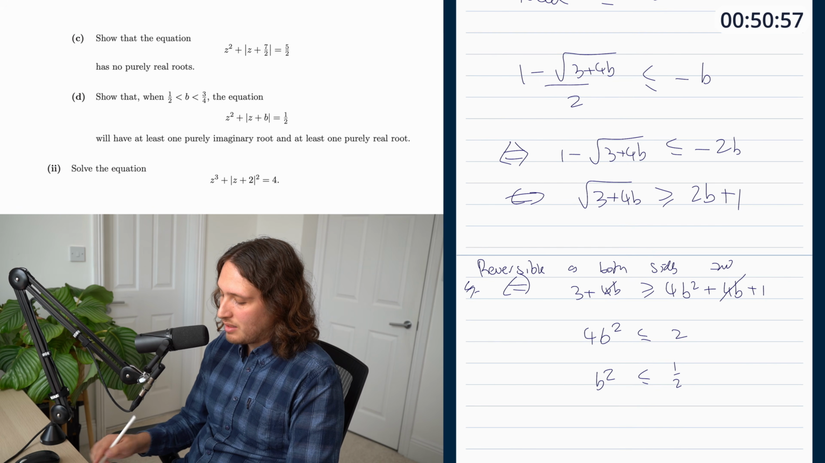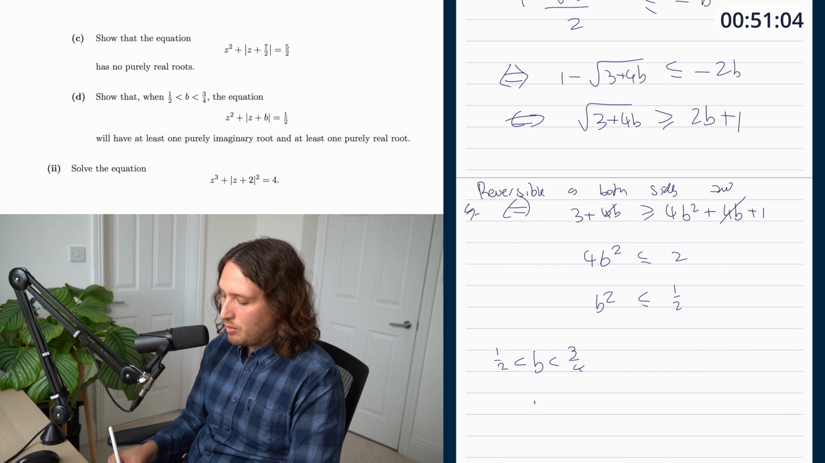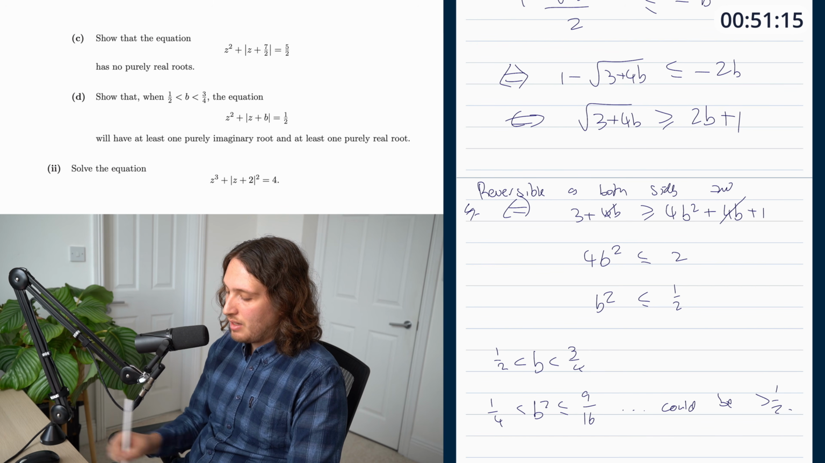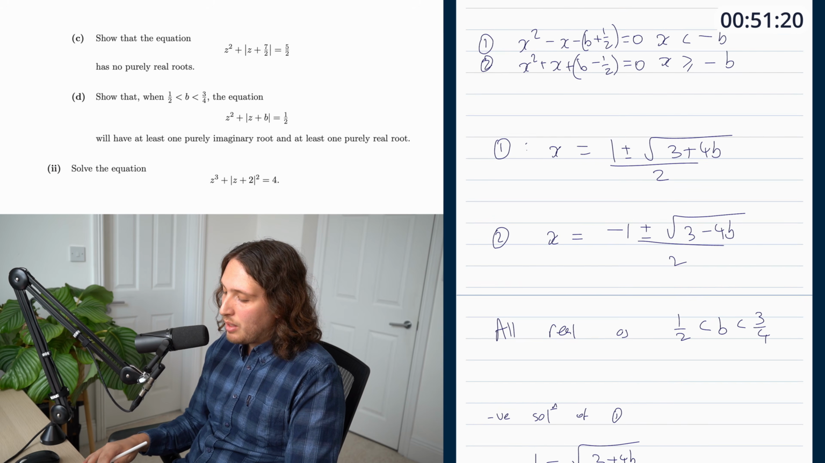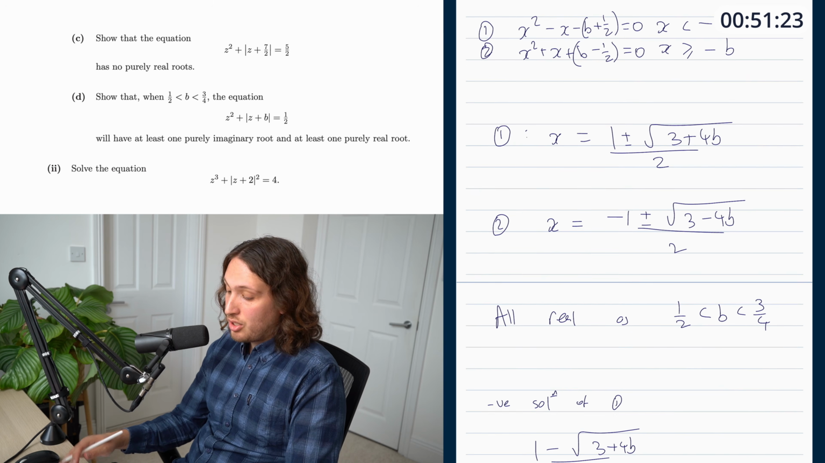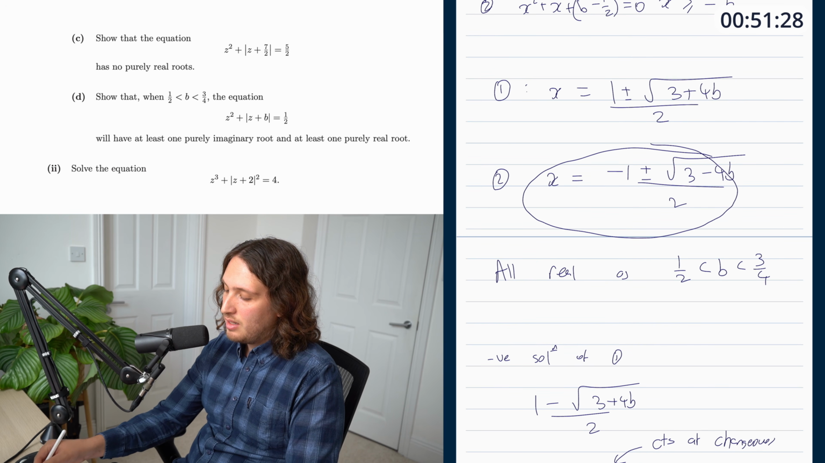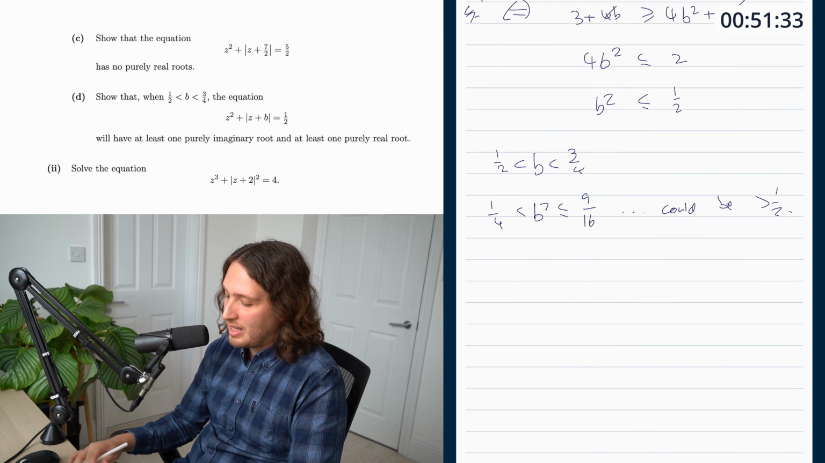But what did we say about b squared? Well, I know that b is between 1/2 and 3/4. So b squared is between 1/4 and 9/16, which could be bigger than 1/2. So that's kind of annoying. We're at least okay for some of the domain, but not the other bit. How else could we be okay? Maybe I should have tried this before. We could instead have that this solution, I guess the positive one is more convenient, is bigger than minus b. So let's try that instead.